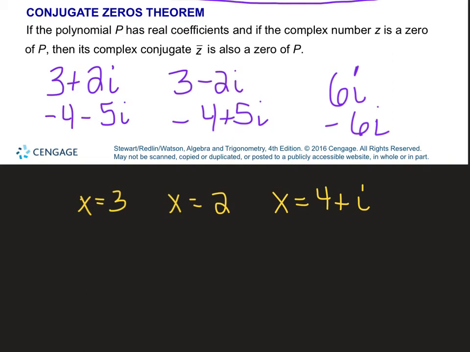How many do you see? How many x's did I give you? 3. But I'm telling you right now, there's 4. Every time you're given an imaginary root, imaginary answer, imaginary x, you automatically have to account for the conjugate. So if I see 4 plus i, I also have to know I need to write what? 4 minus i. Every time you have an imaginary root, you have to account for the conjugate. You have to write down the opposite one.